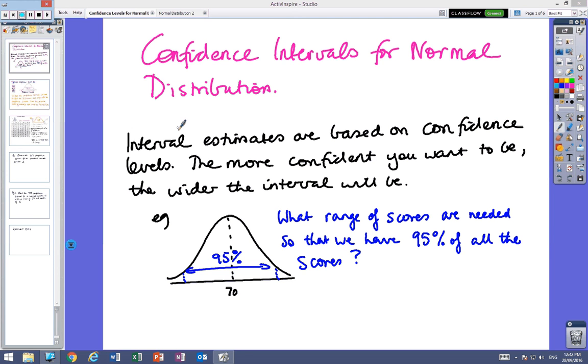Okay, so we're looking at an extension to the normal distribution. It's called confidence intervals. An interval estimate is based on how confident you want to be. So the more confident you want to be, the wider the interval has to be. For instance, I've got maybe a test with a mean of 70, and I'm trying to find what scores will encompass a 95% confidence. So what scores are needed so that 95% of scores are contained?